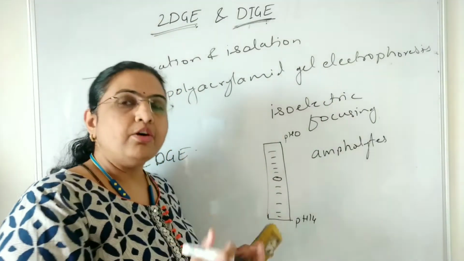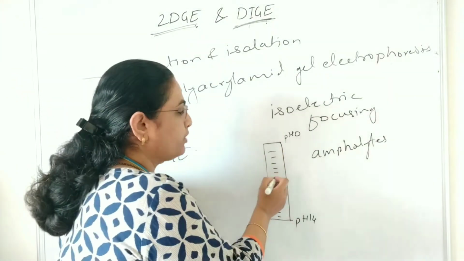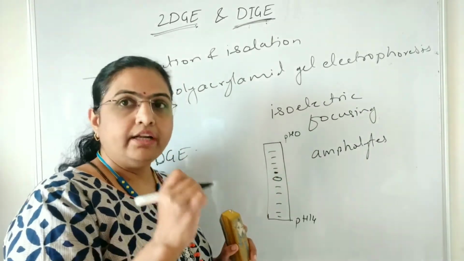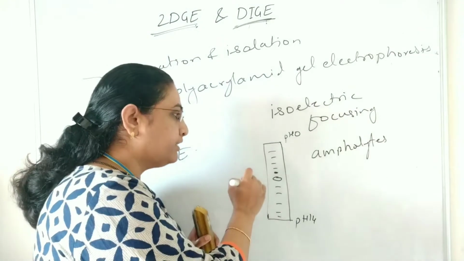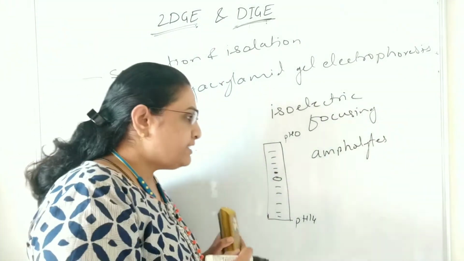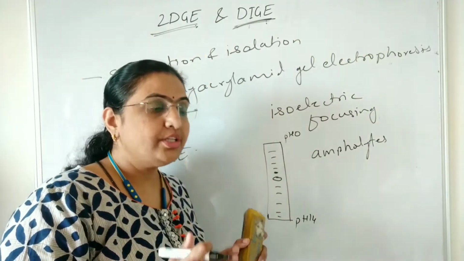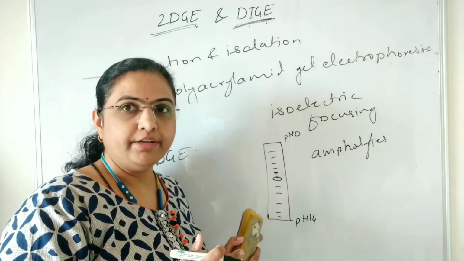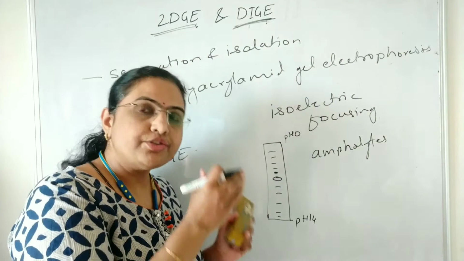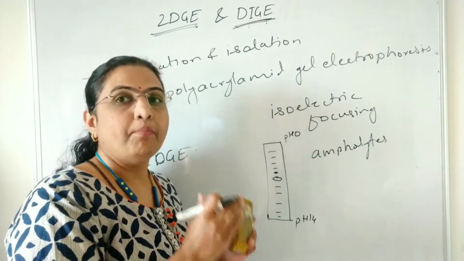So when proteins are run in such a type of gel, when they reach the zone of their pI, at that time the proteins are going to retard there. They are not going to move further. Why is this going to happen? Because when proteins move in the electric field, they should have a charge. As they reach a region where the net charge over the protein is 0, they are not going to migrate.